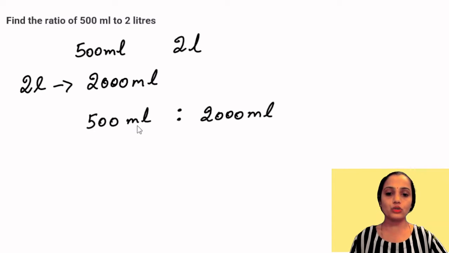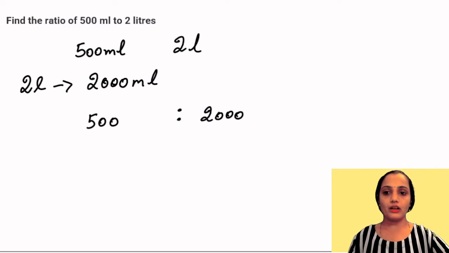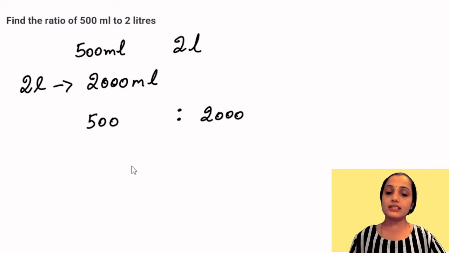Now in a ratio you should know that they have to be in the same unit, but you need not write the units. So we can erase the units from here. So this is our ratio, 500 is to 2000, but this is not in the simplest form. Ratios are always expressed in simplest form. So what can we do? We can find the common factor and start the division.